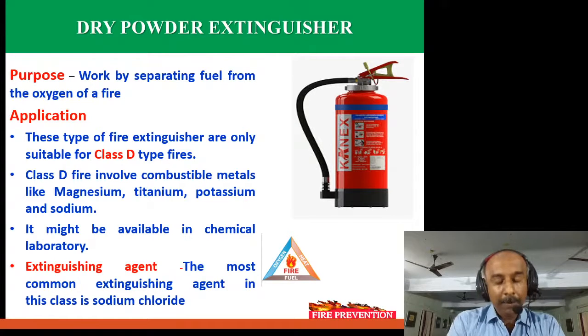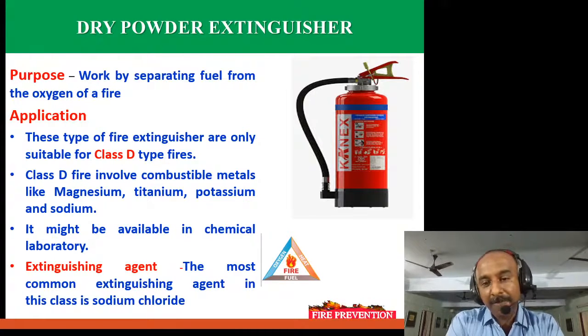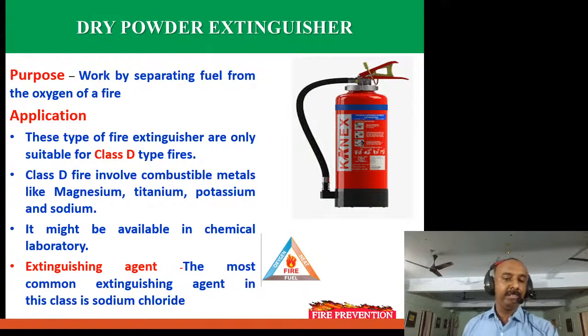But when a person is involved in a metal fire, a lot of training is required. Only trained personnel should handle the metal fire. This kind of fire normally happens in the industrial sector, but a lot of attention is required. Only trained personnel should handle such type of fire. The extinguishing agent is sodium chloride.